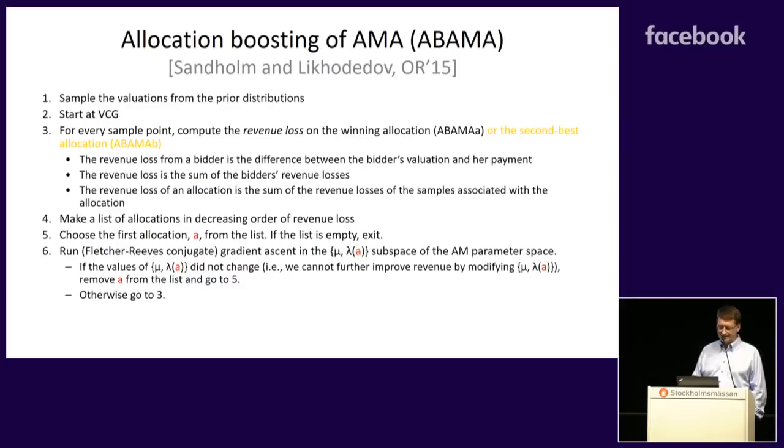Otherwise, we run gradient ascent now in the mu, or the weight w that we had before, and lambda, a subspace of the AMA parameter space. So now we have 2 parameters to optimize over, which we can run quickly. And if the value didn't change for either parameter, then we're at the local optimum with respect to that, and we move to the next allocation in step 5. Otherwise, we move back to step 3.